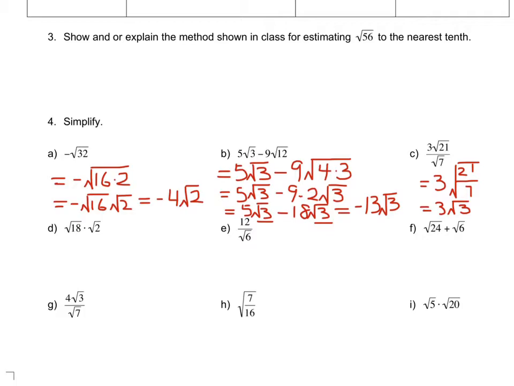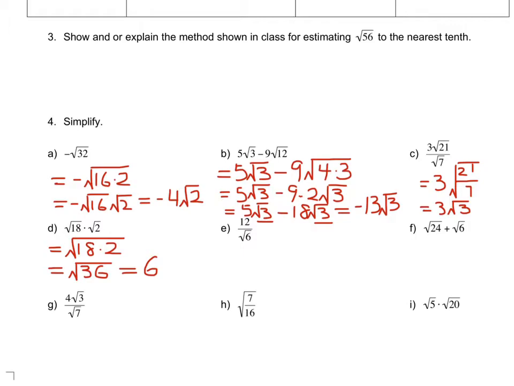Letter D. Square root of 18 times 2. So again, two numbers are inside the square root. Can I multiply them together first, then take the square root? Yes, you can. So what's 18 times 2? 18 times 2, that's 36. Is 36 a perfect square? By now you must have enough practice. The square root of 36 happens to be 6. So 6 squared is 36.